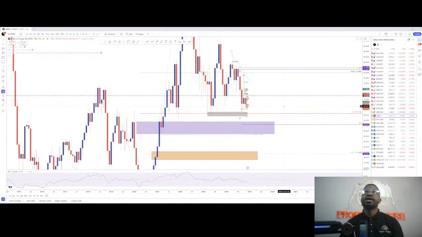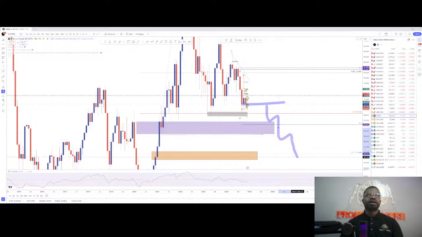Now, if oil closes this month out, falling underneath this candle right here, if it closes underneath this candle, we will have a continuation of the downtrend on oil.